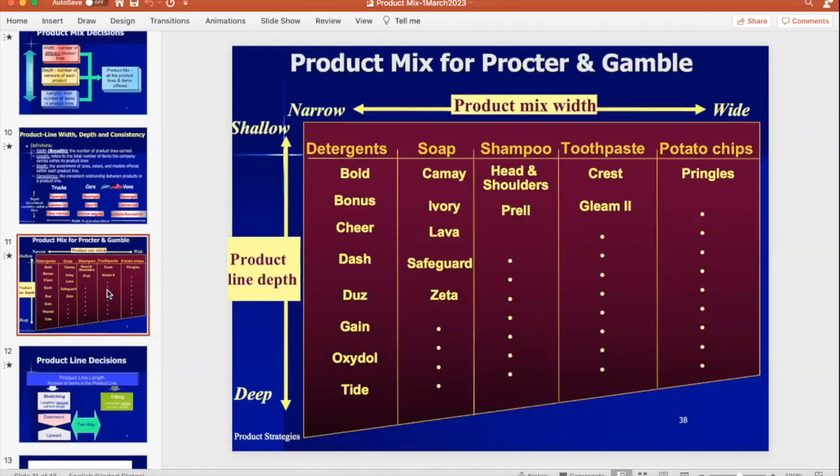Here we have a Procter & Gamble product line. And if I was to ask you, what is the width? The number of width is 5. There's detergent, soap, shampoo, toothpaste, and potato chips. What is the depth of the toothpaste? It's 2. There's Crest and there's Gleem.